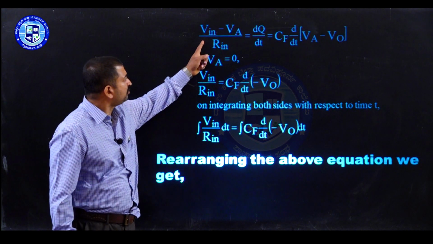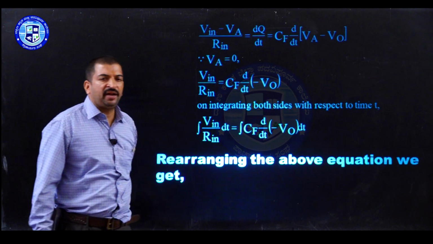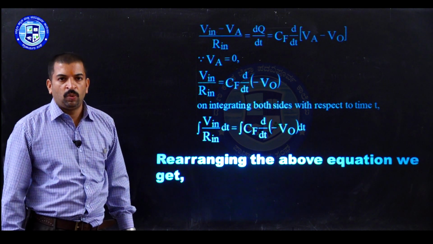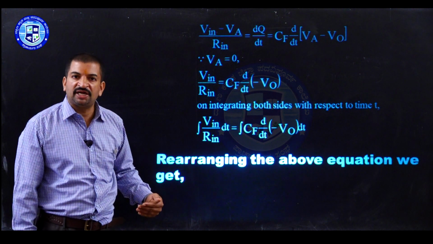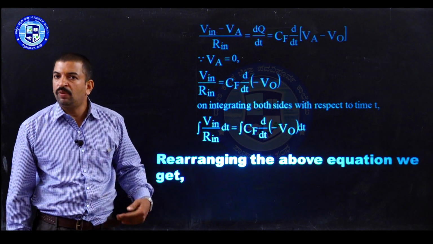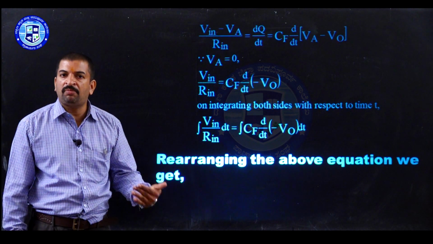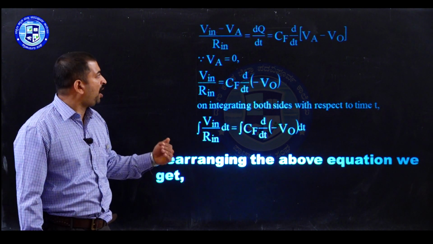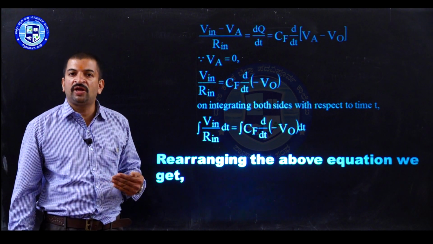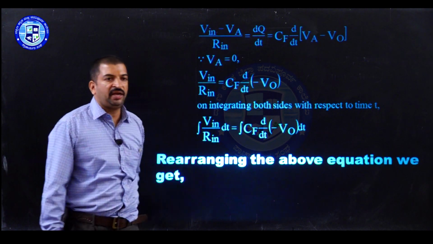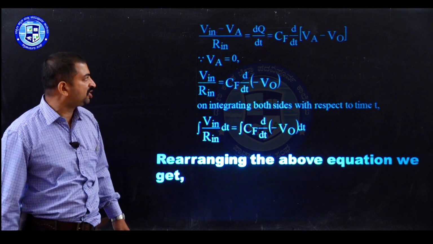Now, Vin minus Va divided by Rin is the current flowing through the input resistor. One end of the resistor is connected to the input voltage, and the other end is at virtual ground. So the voltage across the input resistor is given by Vin minus Va, and divided by Ri gives you the current flowing through the input resistor.